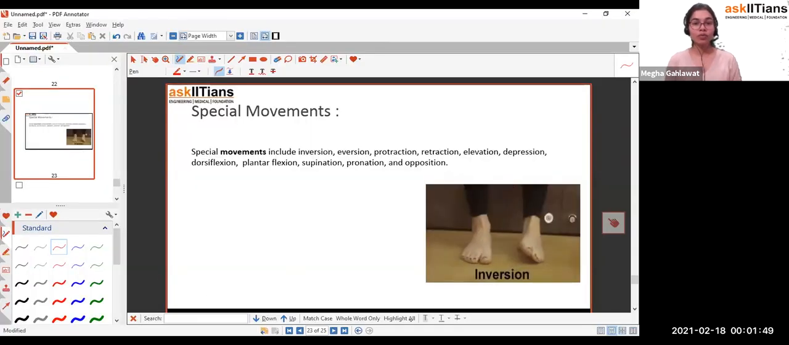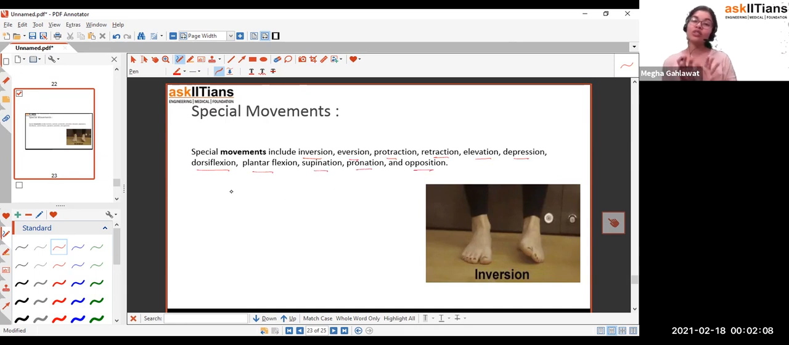And now we'll be learning about the special movements. Now that we have recapped the entire lecture, the special movements are the inversion, eversion, protraction, retraction, elevation, depression, dorsiflexion, plantar flexion, supination, pronation, and opposition.